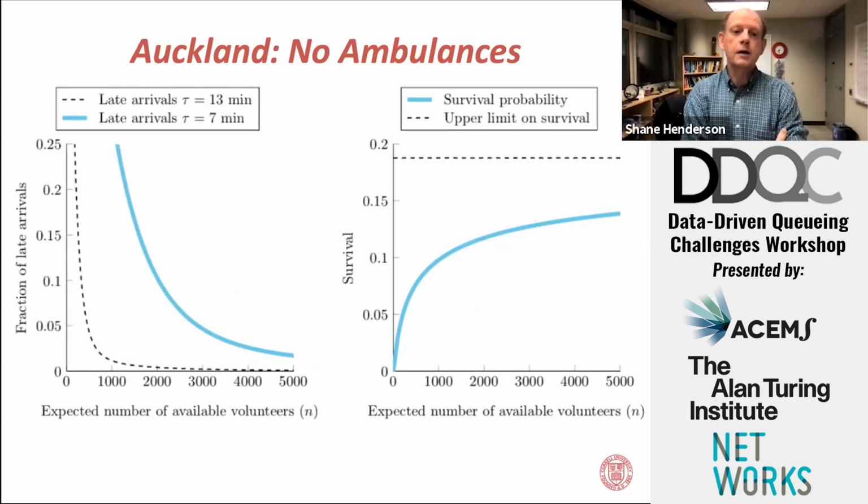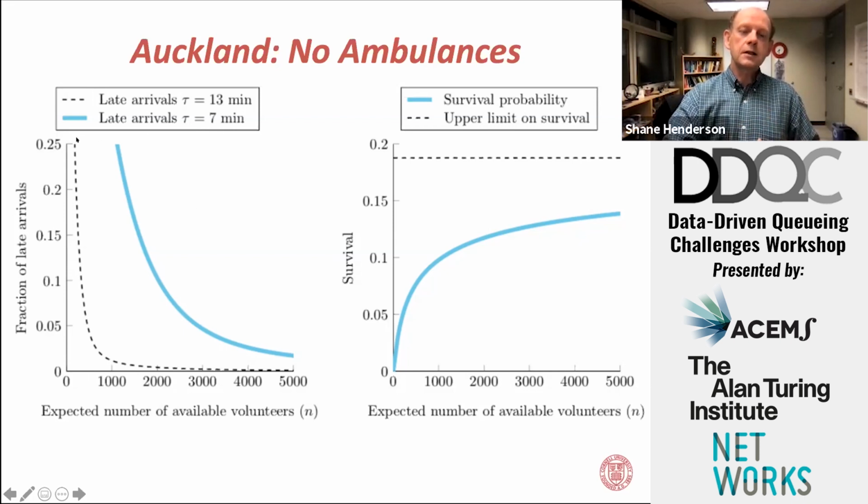So in the left-hand panel, I'm showing you the fraction of late arrivals as a function of the number of volunteers on the horizontal axis. So here it's the expected number of available volunteers. These are the ones that would accept an alert. And I have 2 thresholds, 13 minutes and 7 minutes.